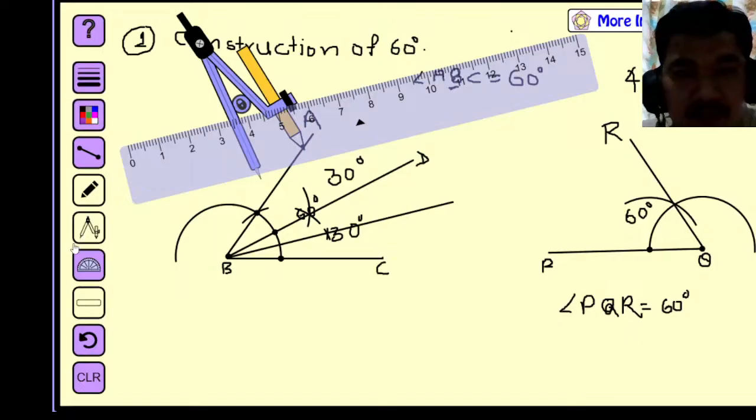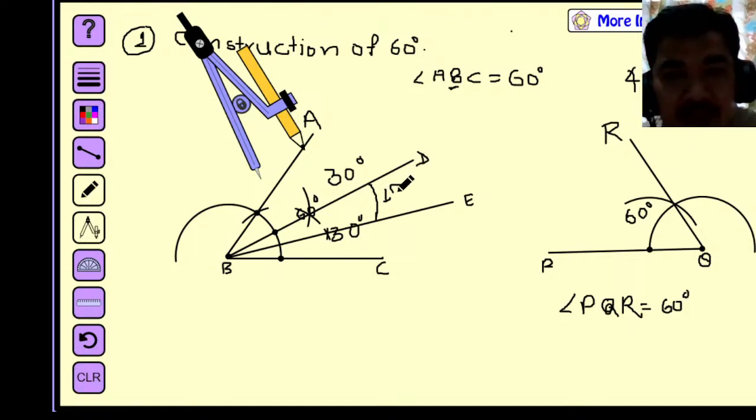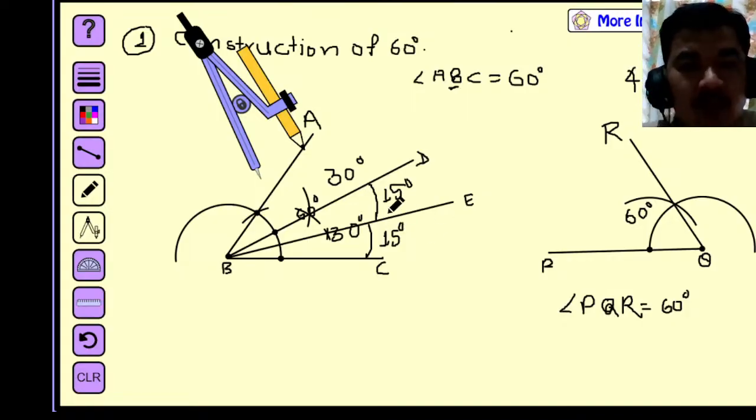Now, before it was 30. Now this angle, look, DB, suppose this is E, this angle now became 15 degrees, and this also became 15 degrees. EBC, right? This angle became 15 degrees. This is the way to construct the half of 30, which is 15.